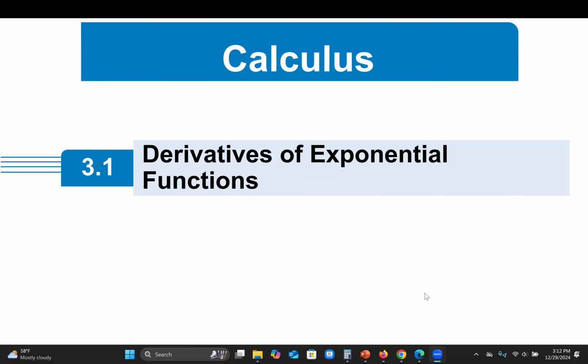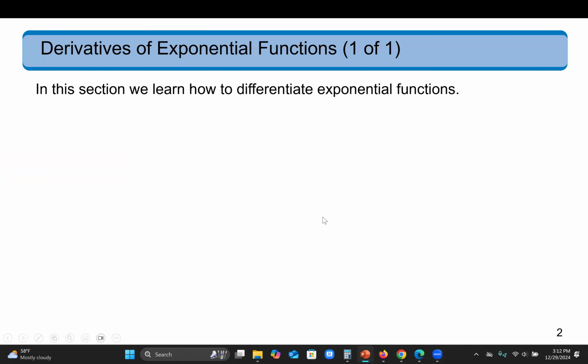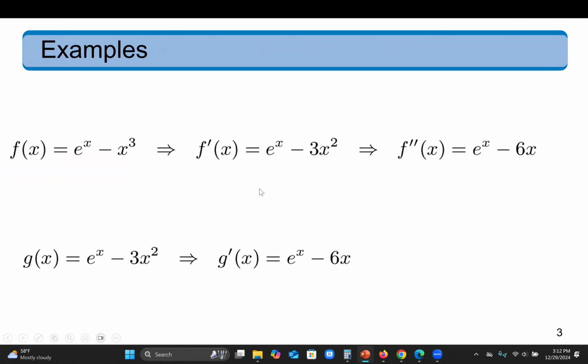In these lectures, we are going to learn how to find the derivative of exponential functions. So our main objective is to learn how to differentiate exponential functions. We are going to start with two examples here.